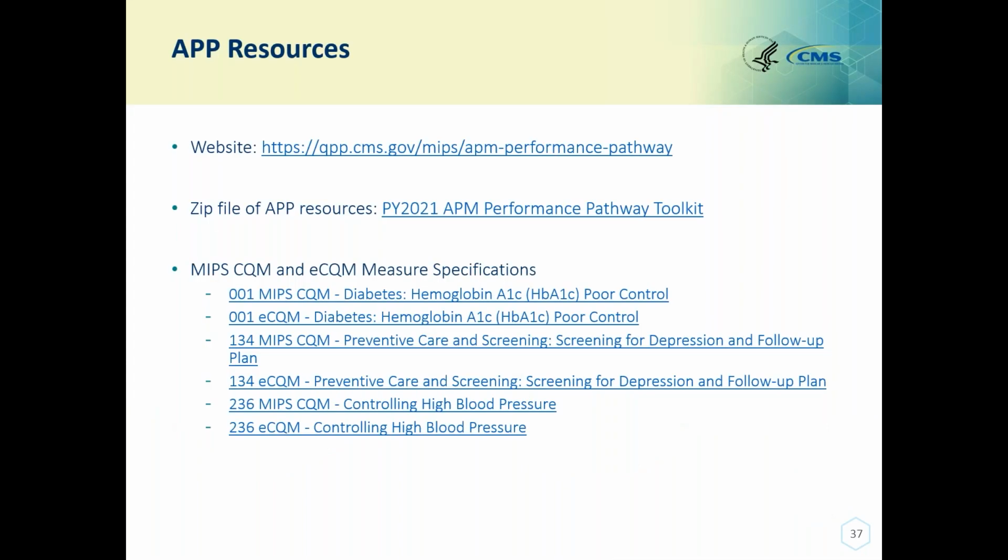So there are many resources. Not only do we have the website, qpp.cms.gov, and as you go under the MIPS side of the website, at the very top of the banner, you'll see a MIPS drop-down. You can find information about the APP, the APM Performance Pathway. In addition to that, we have a zip file of APP resources under our resource library. That can also be found at the very top under our banner, just do the drop-down for resources. In addition to that, we have MIPS CQM and eCQM measure specifications that are available to help you understand what the requirements are and some of the idiosyncrasies of each of the measure specifications.